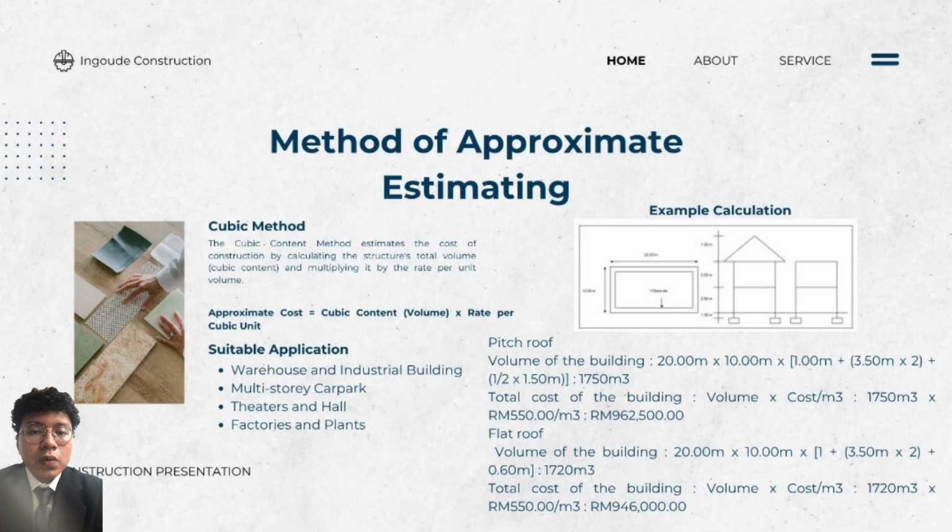Example A: a warehouse with a volume of 1,750 cubic meters and a rate of RM 550 per cubic meter gives a total of RM 962,500. This method is more precise for large structures but involves more complex calculation.